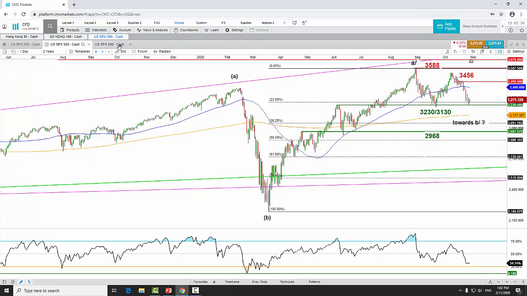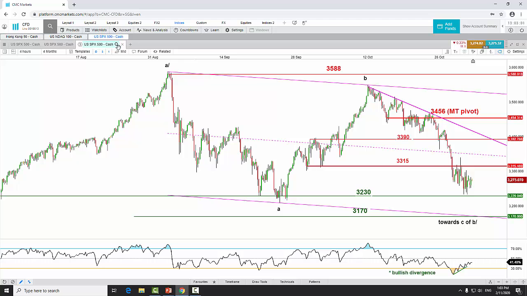Now let's move on to the strategy chart, which is the 4-hour chart. As we know, last week we witnessed a pretty steep sell-off. In this steep sell-off, what's interesting on the very shorter term is the 4-hour RSI indicator, which has started to shape a bullish divergence.